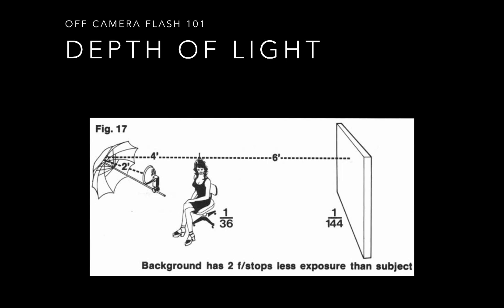This is a really good way to get a very, very dark background. You can turn a white background into black by doing this. You move her very close. In this relationship, she is 4 feet from the umbrella, which is again another 2 feet from the flash. That's a total of 6 feet. And then she is 6 feet from the background. So this is basically the same look as the previous slide because she is now 2 stops brighter than the background.